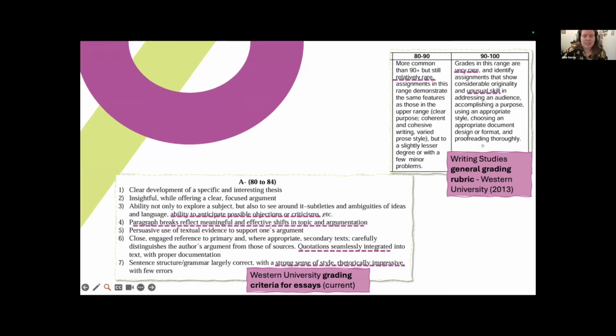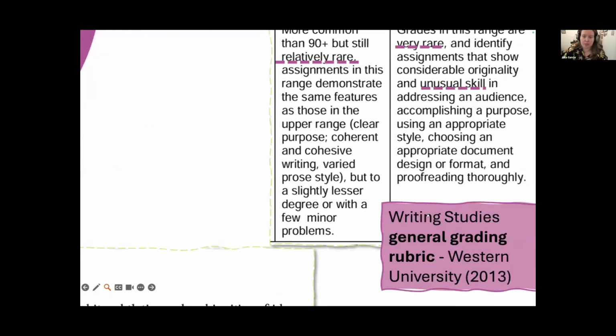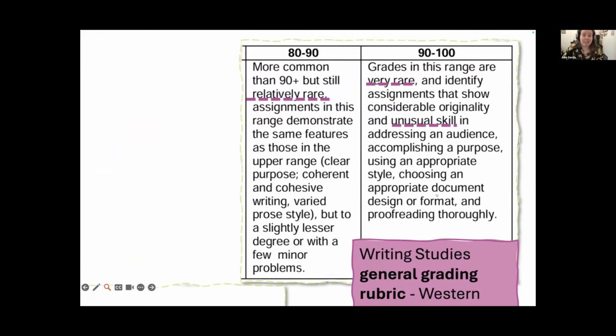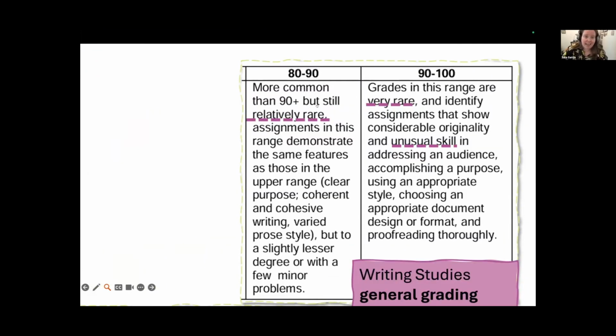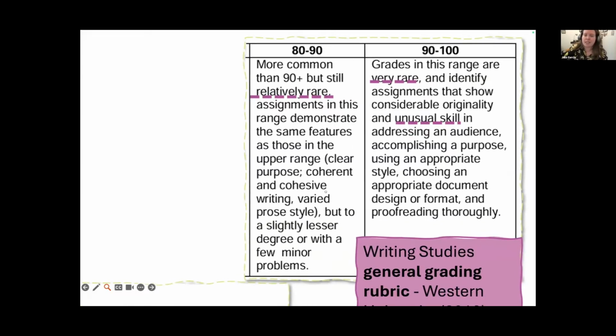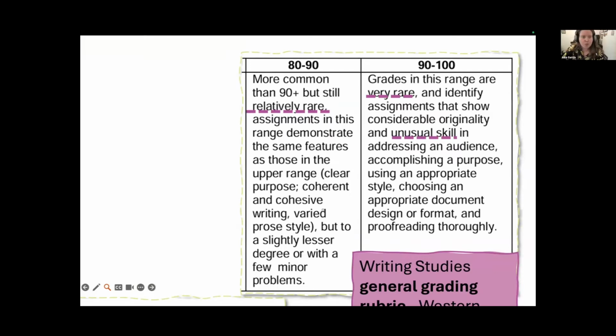And this is how it used to be up to 2013 for writing studies. The general grading rubric was like so. For an A, you would have something relatively rare in terms of skills. So clear purpose, coherent and cohesive writing, varied prose style. Those were considered rare abilities. And to get an A plus, that would be very rare, and that would be unusual skill.